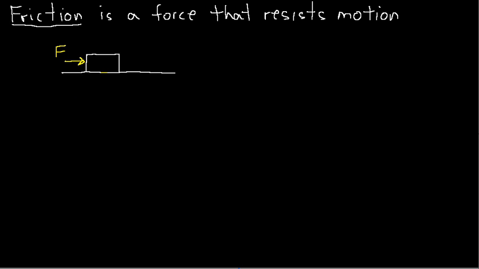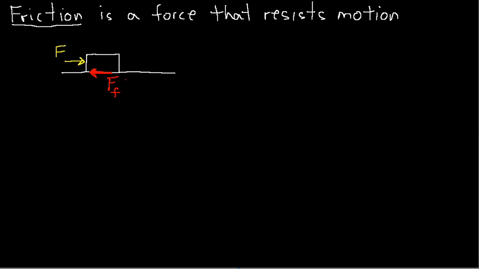Let's do it in a different color. How about red? The box will attempt to apply a force back against me, and we call that the force of friction. So I'll put little f there for friction. I'm going to designate friction as the red force over here.